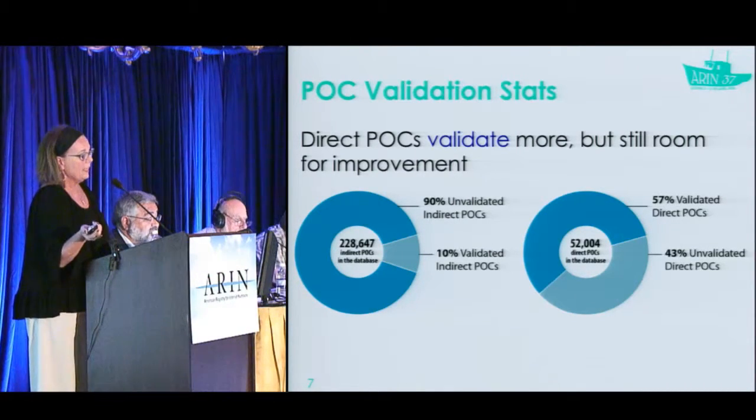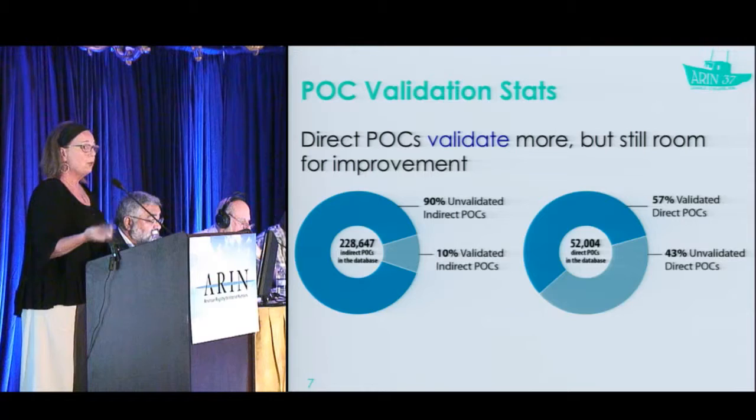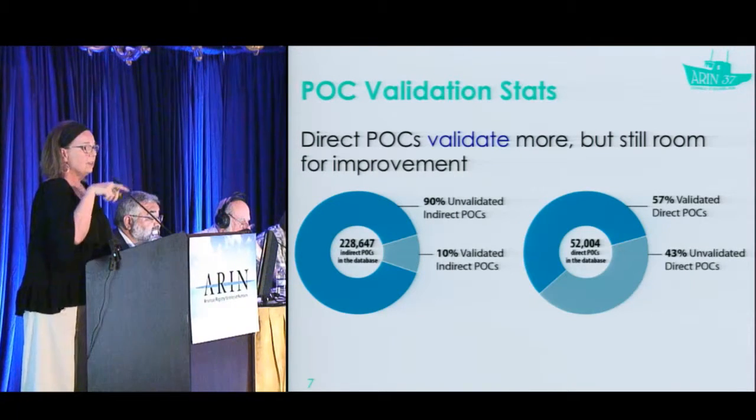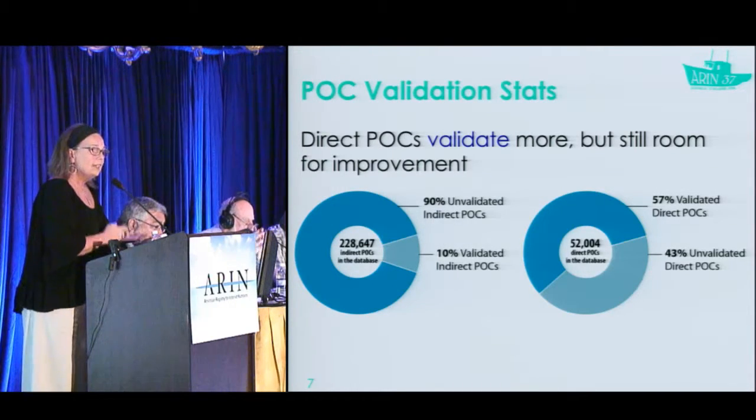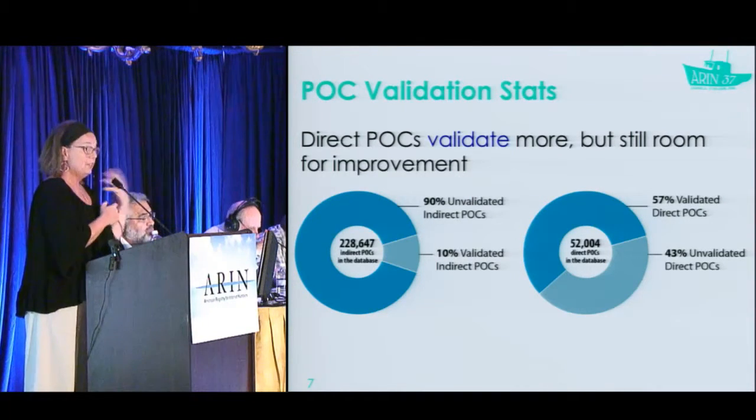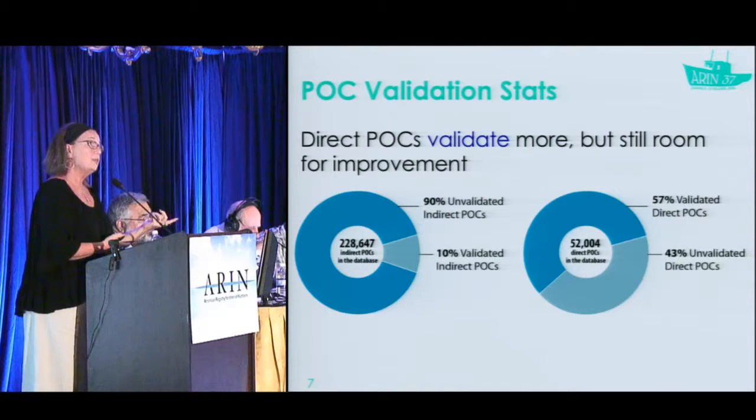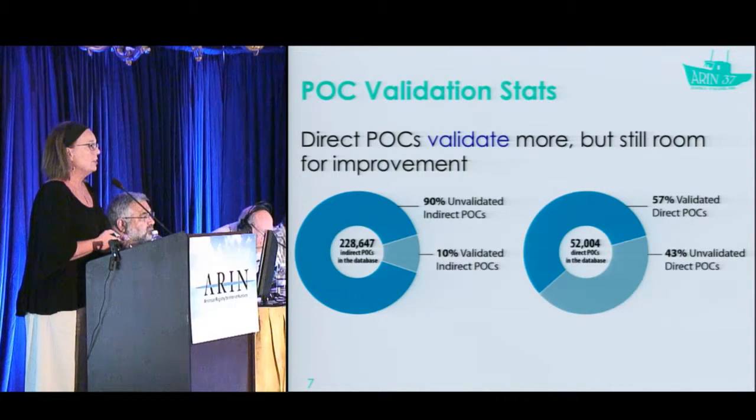If you look on the right-hand side, 52,004 direct POCs are in ARIN's database. 57% of them have actually validated their point of contact record, and 43% have not. Now, I don't think those numbers are great, and I realize it's because those direct POCs include legacy resources. So anybody who received legacy points of contact, if they have received a direct allocation or assignment from a predecessor registry, they're called a direct POC. So that is including legacy and ARIN records right there, and legacy, as I said, tend not to update the records as often.